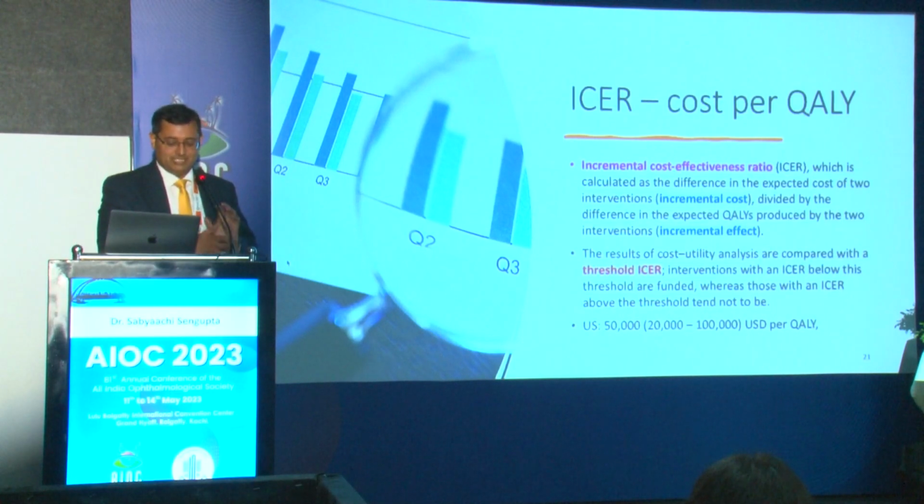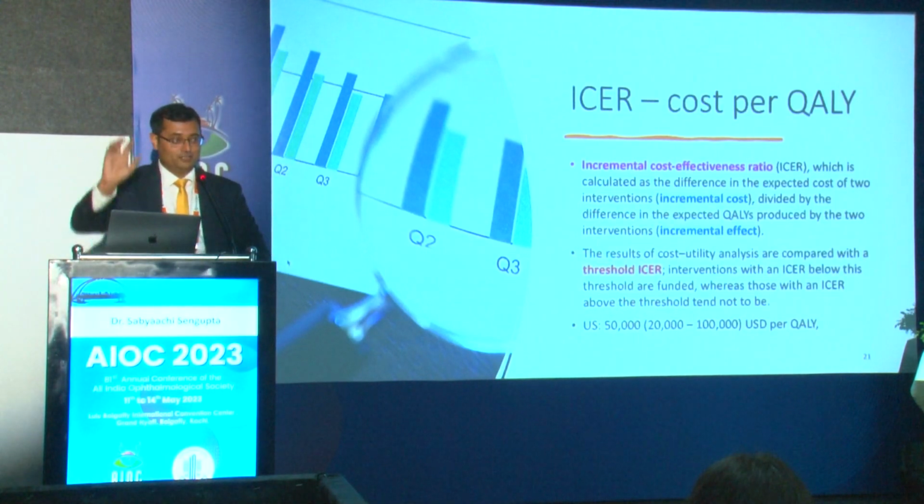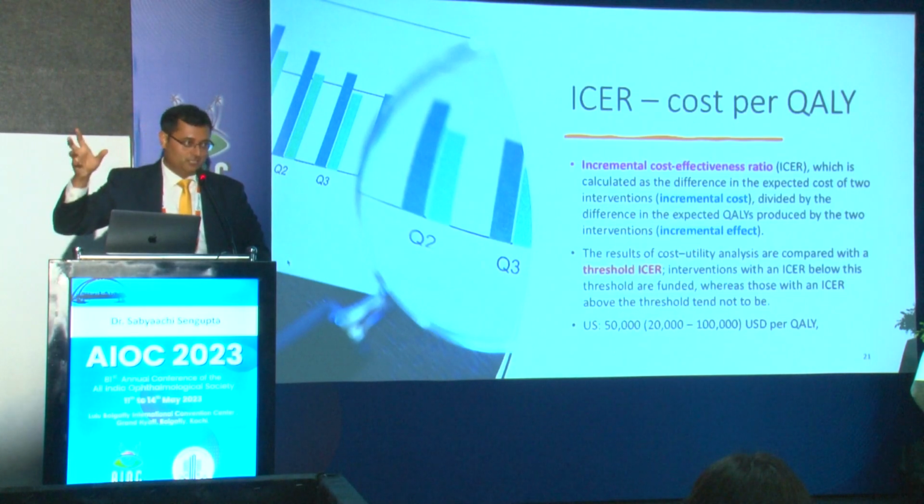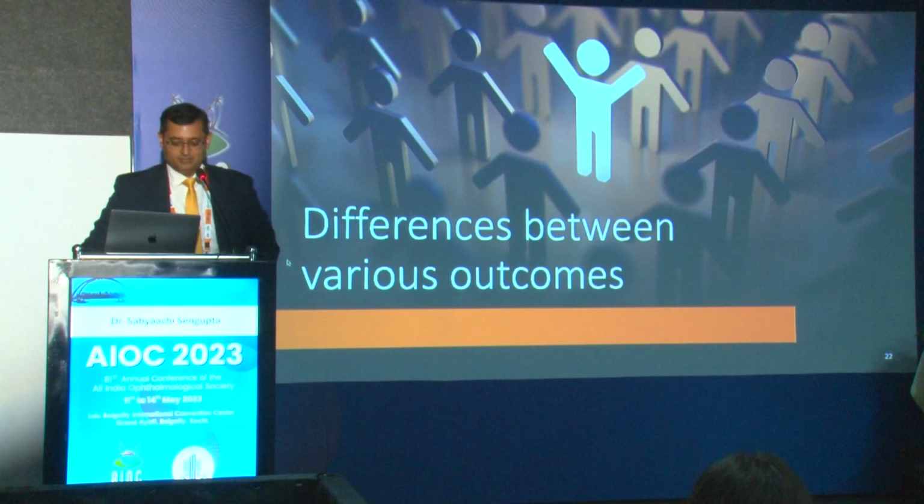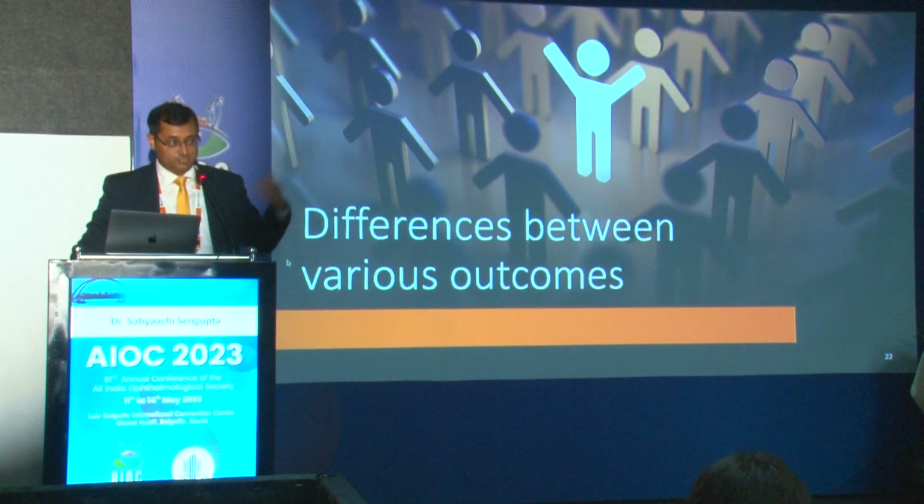In the US, any new intervention is going to be allowed if the cost of that intervention to the healthcare system is 50,000 USD per QALY. In the UK there are similar numbers. So when governments look at whether they want to bring in femto cataract surgery and offer it to patients free of cost, will they do it? This is the number that they look at. Differences between various outcomes are done using these parameters.